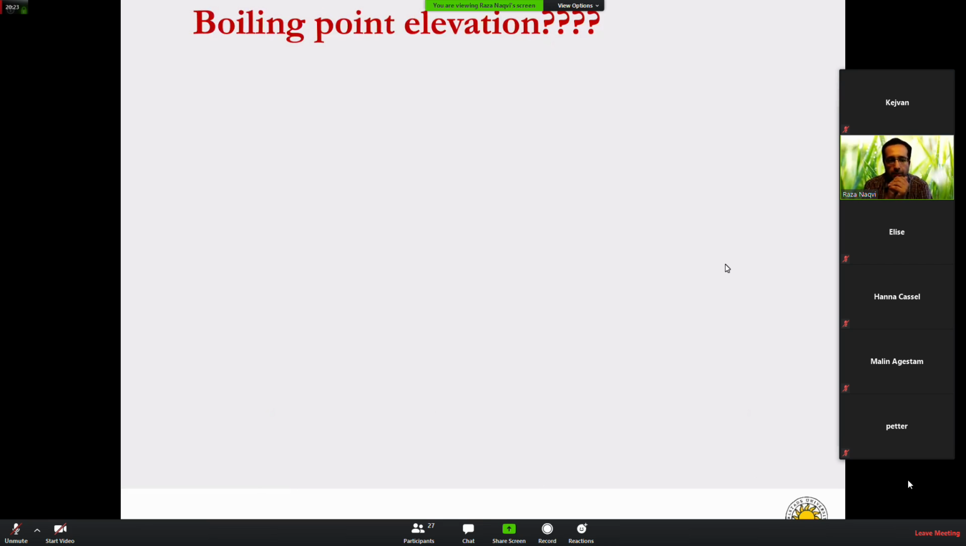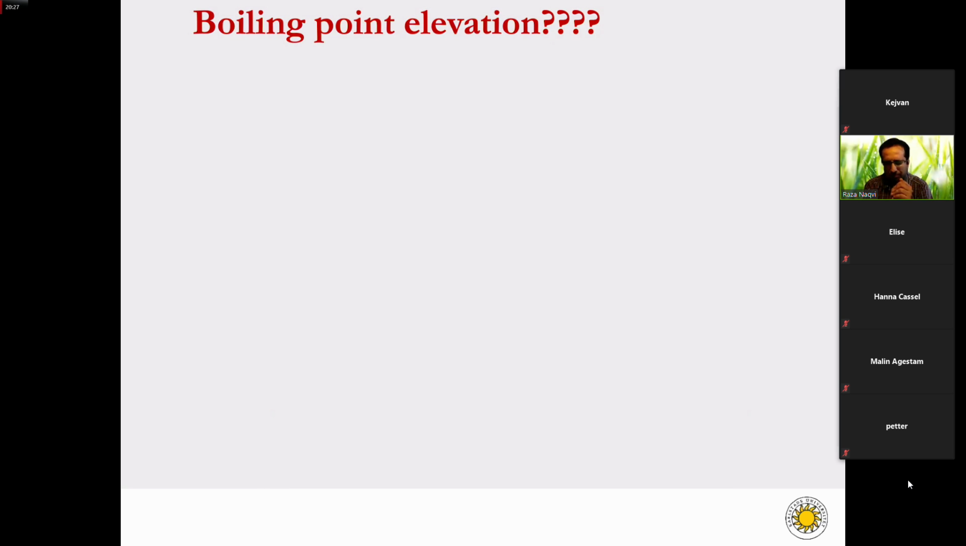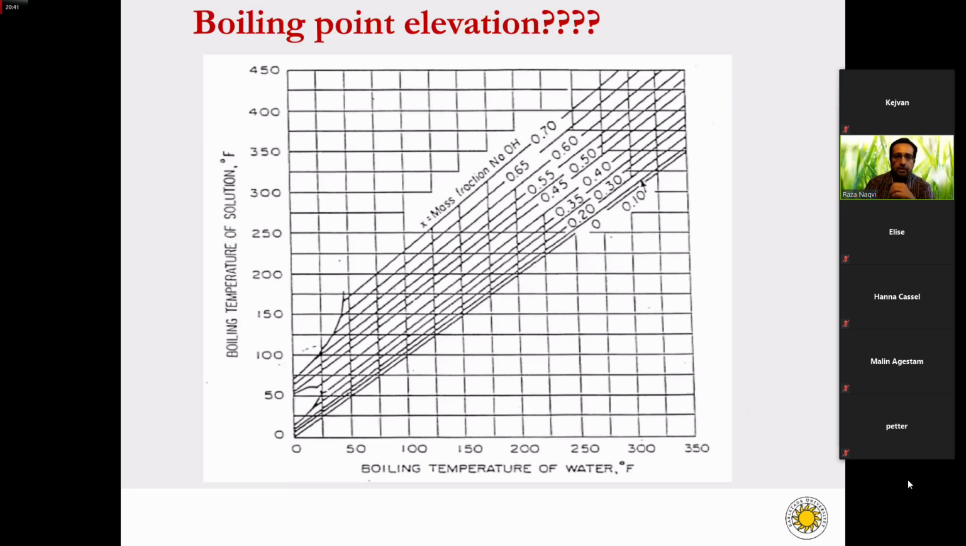And now I'll come to another important aspect, which is called the boiling point elevation. This is very important in systems or solutions where we are handling from a very low concentration of the solution to a very high concentration of the solution. And the boiling point increases, right?